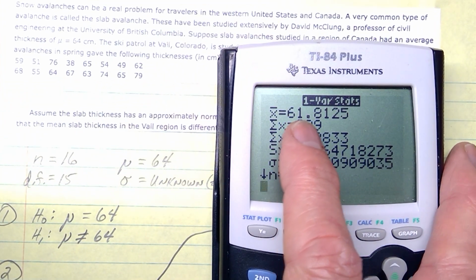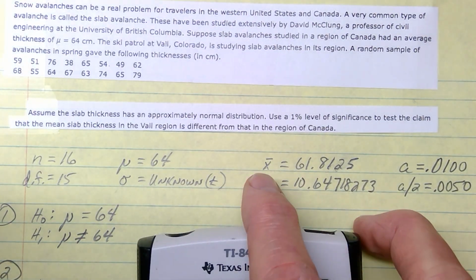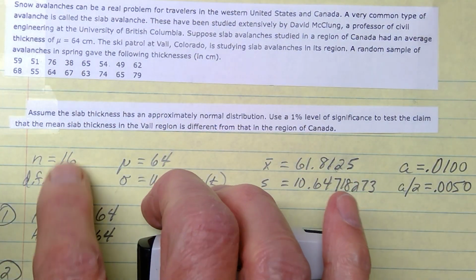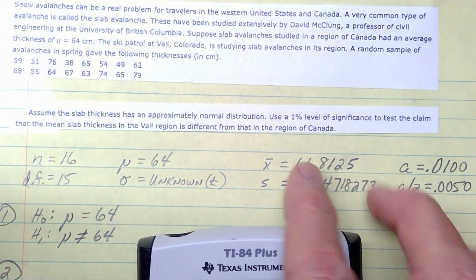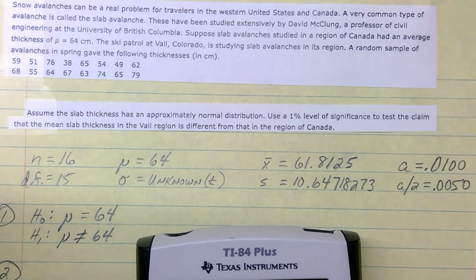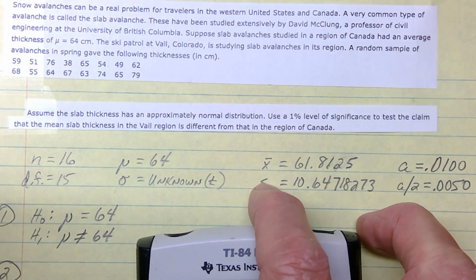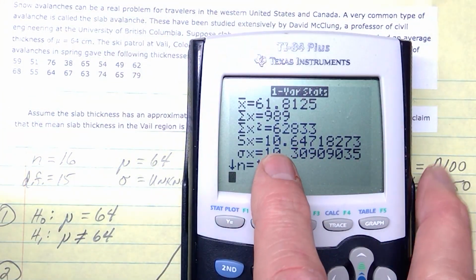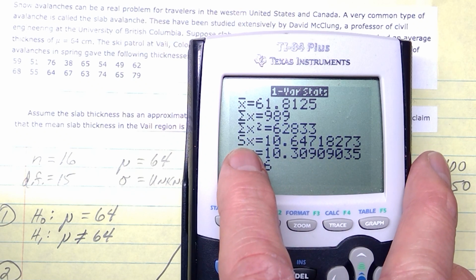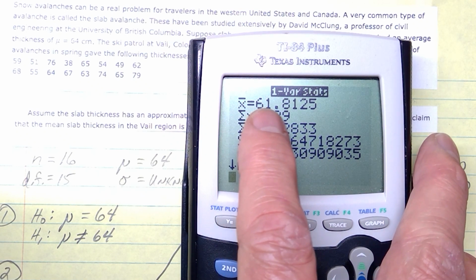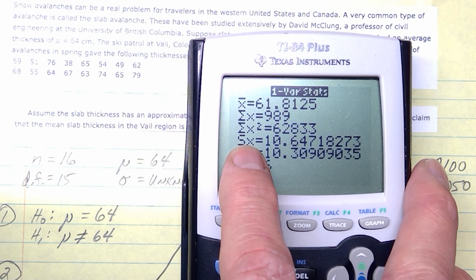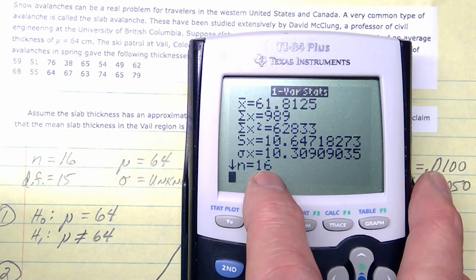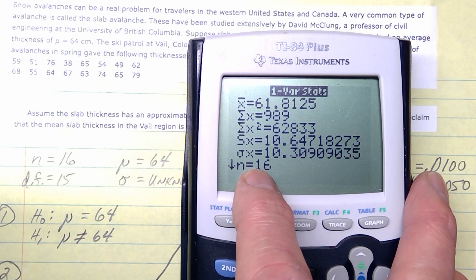Okay, x bar is 61.8125. So my sample average, if I add these up and divide by 16, is 61.8125. Give or take, that's what standard deviation is, give or take 10.647. There's your 10.647, your standard deviation. So x bar is 61.8125, standard deviation is 10.64718273, and they went ahead and told you that you have 16 values, n equals 16.